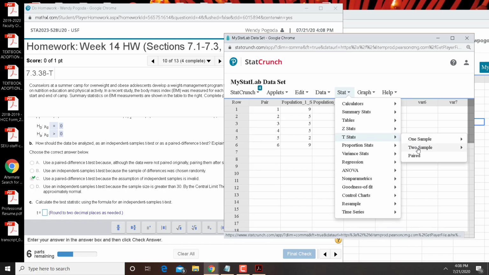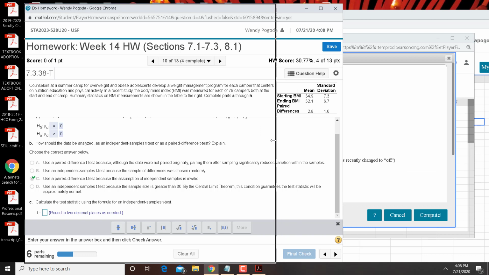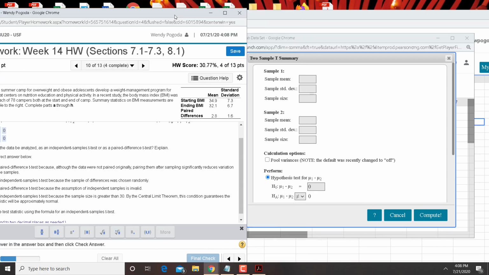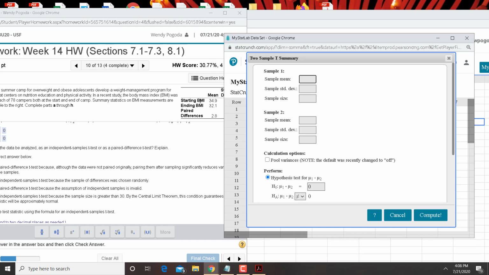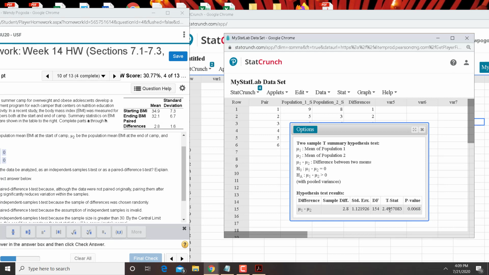So I'm going to do a two-sample t-test. I just have the summary information. I don't have the raw data set. Sorry, let me move this over a little bit. All right, so I'm going to be using the starting BMI and ending BMI, not for the pairs, but just as if we didn't pair them. So the first sample mean is 34.9. The standard deviation was 7.3, and our sample size was 78. The second sample mean was 32.1. Our standard deviation was 6.7, and our sample size again was 78. Let's pool the variances. Again, we want to test the greater than. Click compute, and we see our test statistic is 2.4957.